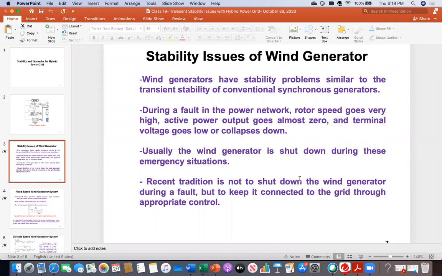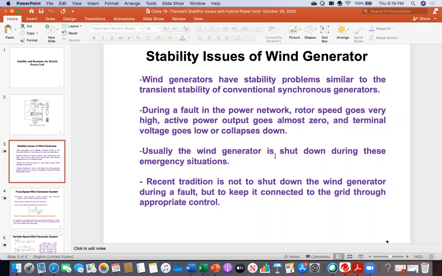Not to shut down the wind generator during a disturbance or fault, but keep it connected to the rest of the grid through the appropriate control. This means typically wind generators are connected to the grid through power electronics. You have to control the power electronics. You have to apply the suitable control technique so that they do not get disconnected during the fault. They should always remain connected, which is called fault ride through capability.